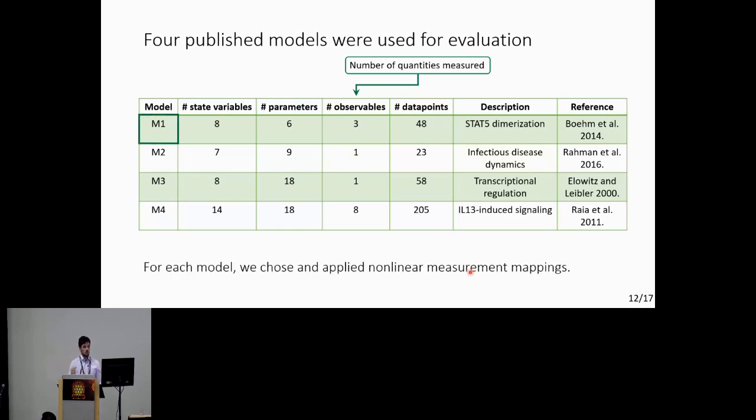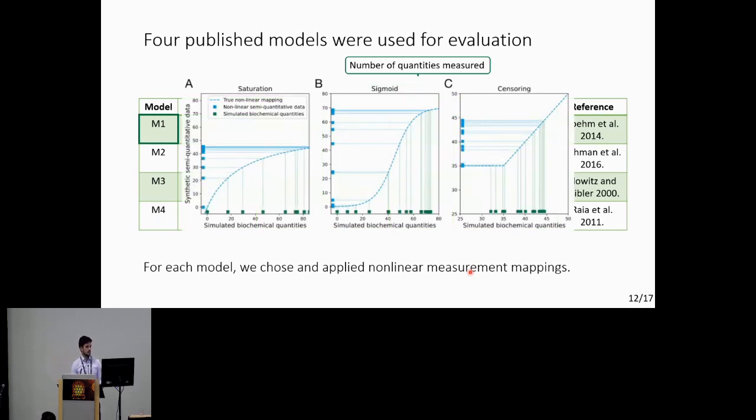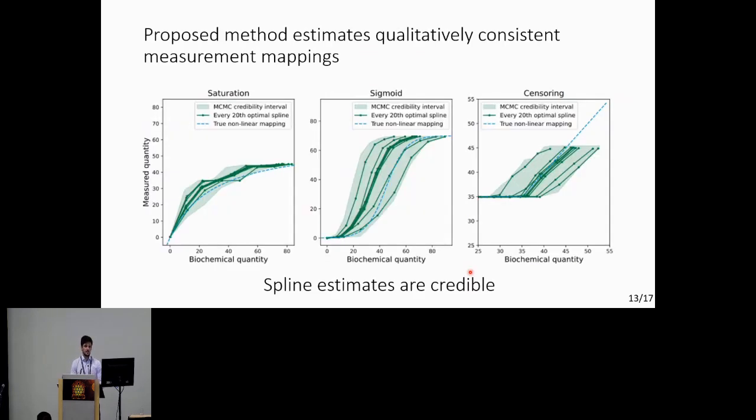Then for each model, we chose and applied nonlinear measurement mappings to make it interesting to estimate. So we created the benchmark. This is an example for model 1. Model 1 has 3 observables. We chose 3 different nonlinearities that we applied to the data. For the first one, it's a saturating effect. For the second one, it's a sigmoid. And for the last one, we censored the data. And this is what the method should recover. And it does. It's nice to see that it does.